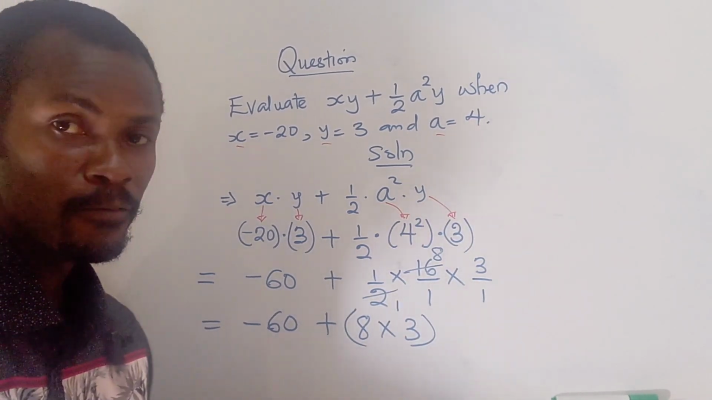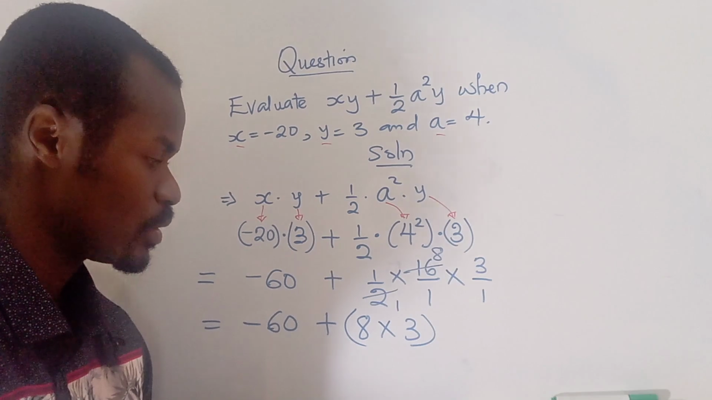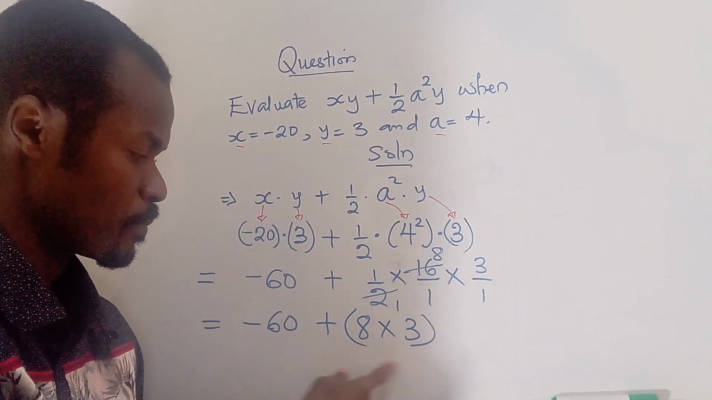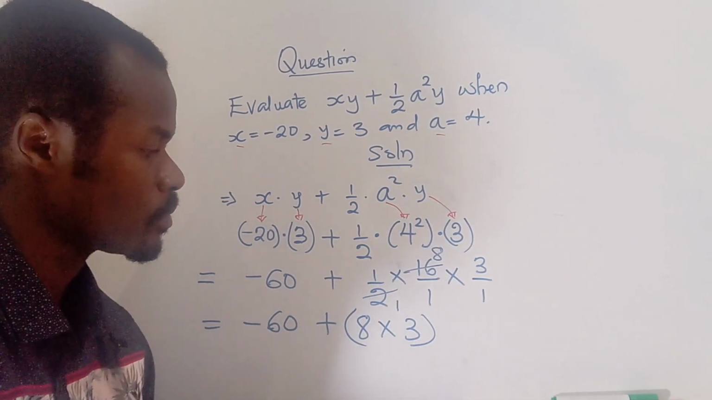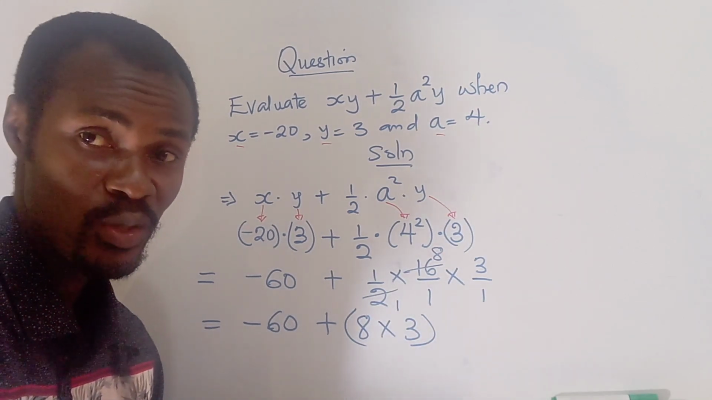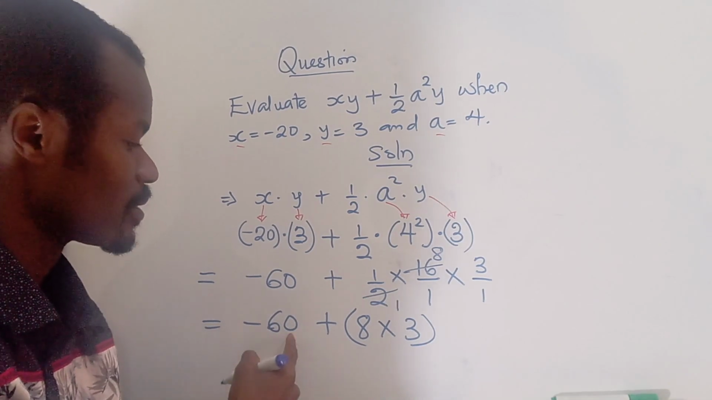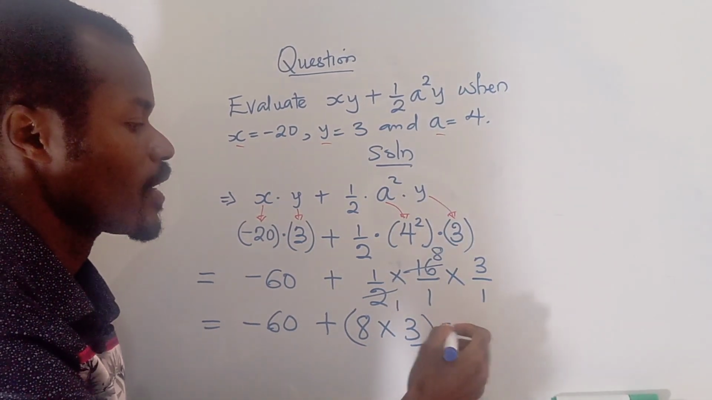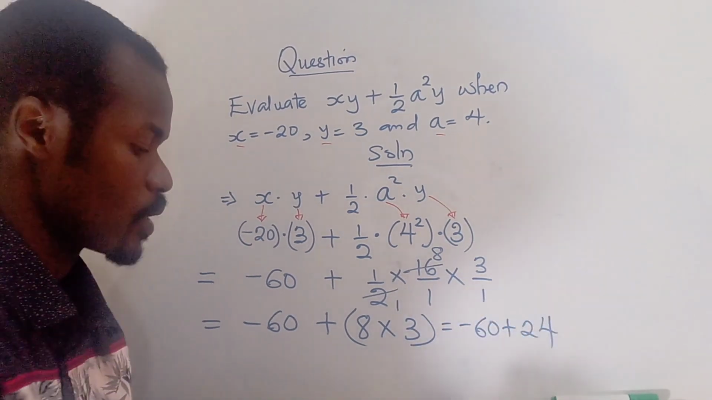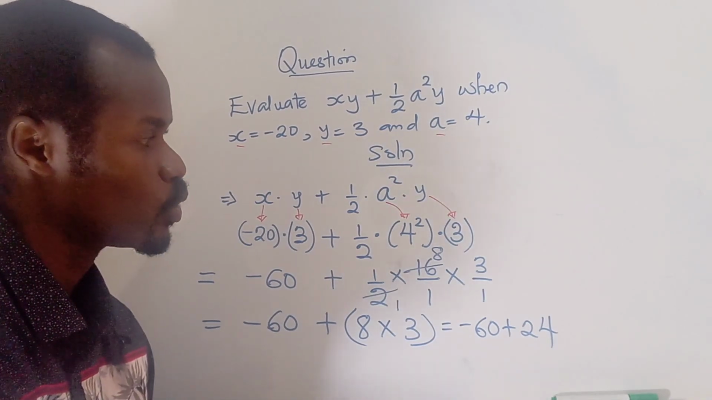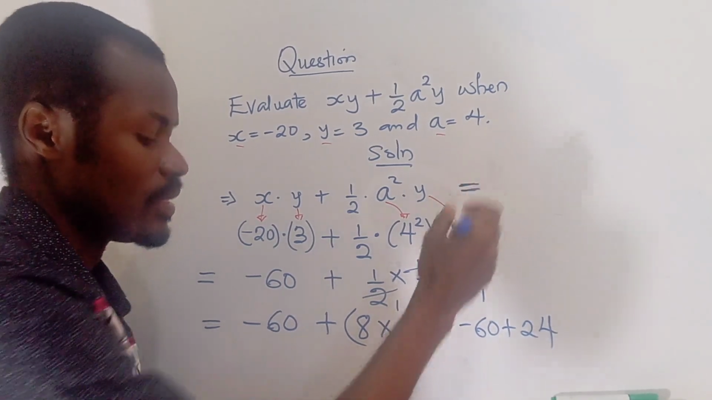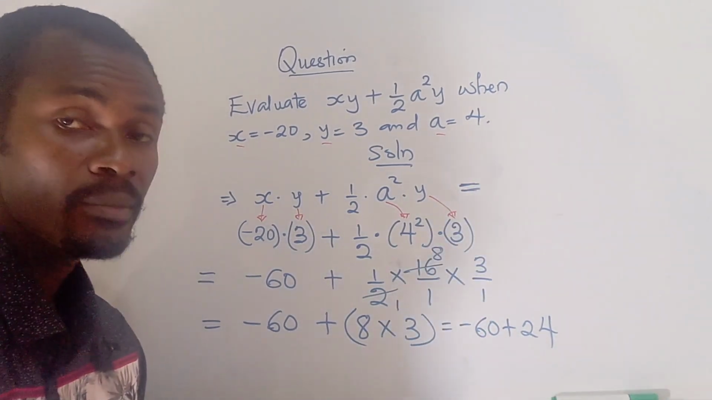Alright, so if we follow the basic rule of mathematics, we want to work on the multiplication before we work on either addition or subtraction. So all we want to do is multiply 8 times 3, and that is going to give us 24. So I have minus 60 plus 24. So minus 60 plus 24, what would that give us? Because that will give us the final answer to this simple problem.